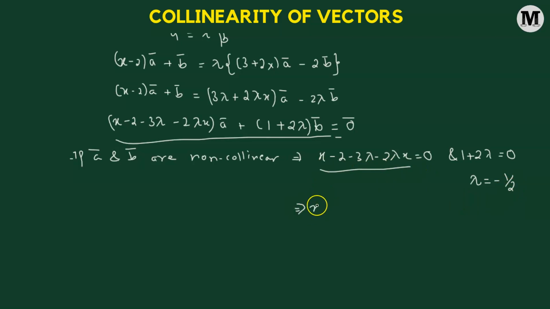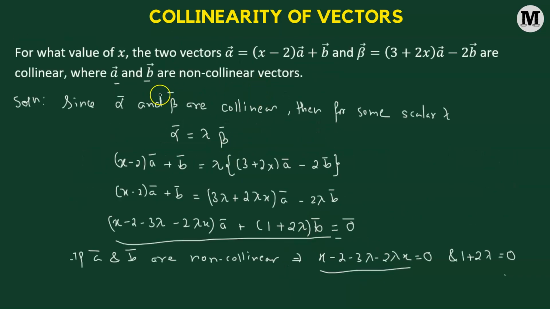So this is going to give us x minus 2, minus the negative 3 times negative half, which will be positive 3 over 2. Then we have negative 2 times negative half, so that will be positive 1. So we have x added to it. So this will be equal to 0. So x plus x, that will be 2x, equal to 2 minus 3 over 2. So that's going to give us 1 over 2. And solving for x, we get x equals 1 over 4. So this is going to be the value of x.